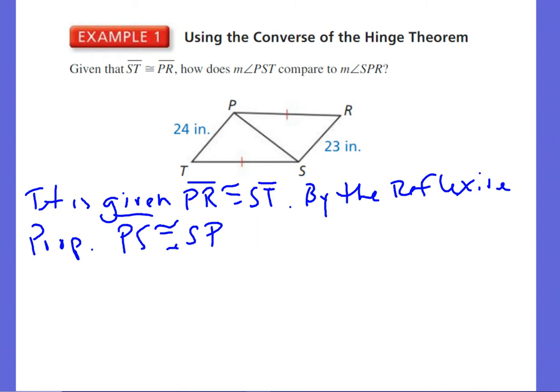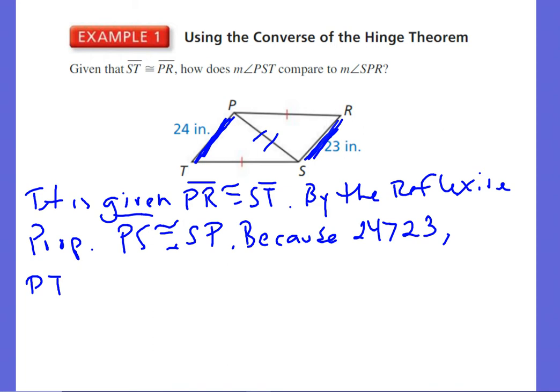This is important. Now I've decided that I do in fact have the Hinge theorem in play. So now I can go ahead and utilize what I know about these two sides. Okay, so since 24 is greater than 23, I can make the claim that PT, this side right here, is bigger than RS. I can say that PT is bigger than RS.